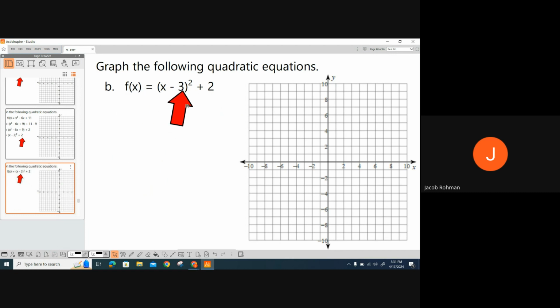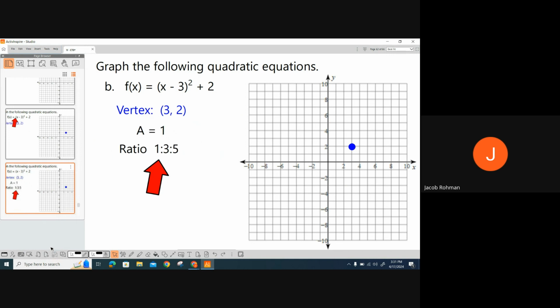And just by looking at this format, we know that the vertex is going to be at the point 3, 2, which I've already put on the graph here in blue. We also know that a is 1 because a is next to the parentheses there. And since it's positive, it's going to be an upward-facing parabola. And we know the ratio between the dots is going to be 1:3:5.